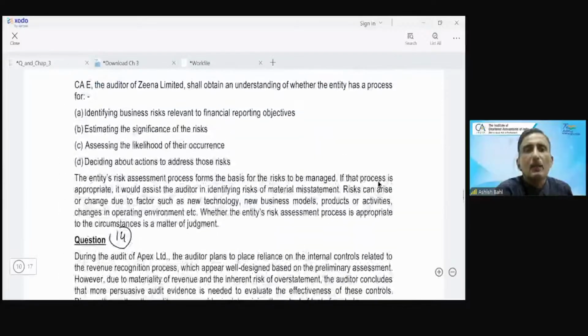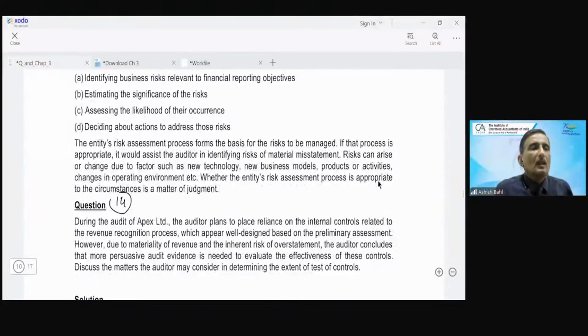Now see this question. Question number 14. During the audit of Apex Limited, the auditor plans to place reliance on the internal controls related to the revenue recognition process. It means how revenue is recognized, how it is being measured, which appear well designed based on preliminary assessment. So at the outset, the auditor feels that there exist proper internal controls relating to revenue recognition.